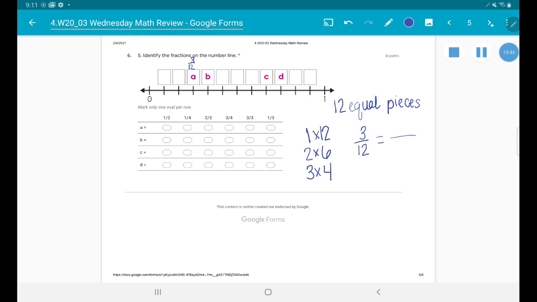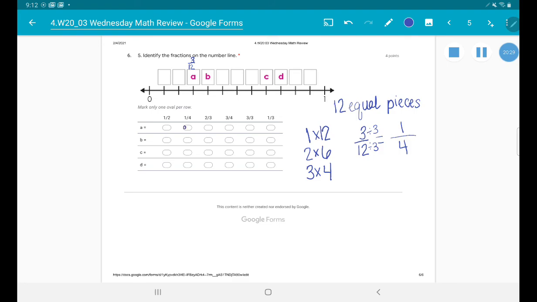You can do 3 twelfths divided by 3 thirds. 3 divided by 3 equals, what is it, Cash? 1. 3 divided by 3 is 1. And 12 divided by 3 is 4. So 3/12, when I divide it by 3/3, is equal to 1/4. Is 1/4 one of our answer choices? Yes. A is equal to 1/4. Now I'm understanding it.